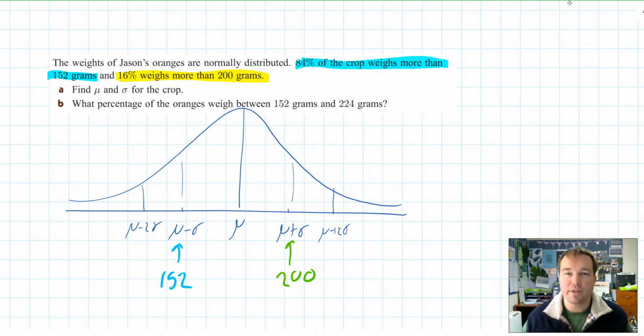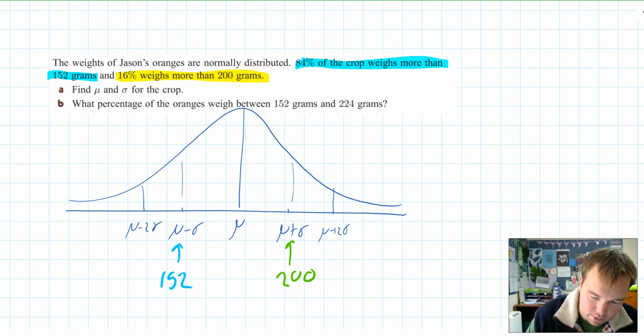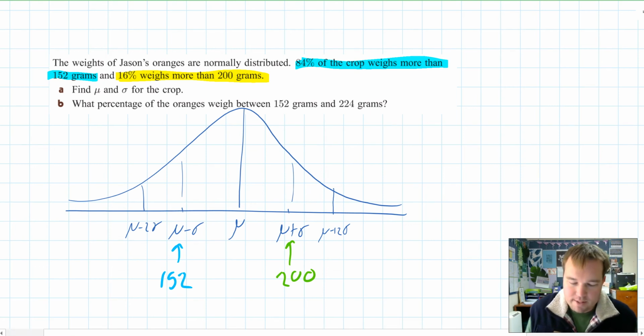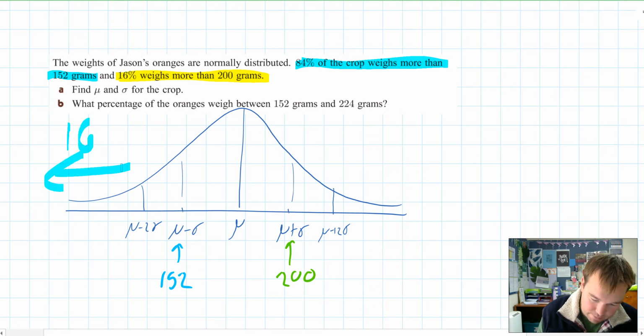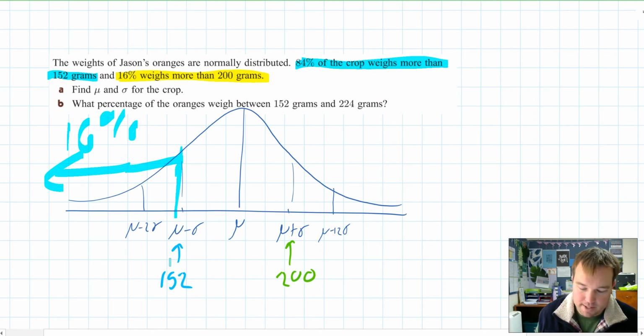Alright, hopefully with your drawing you should come up with something looking like this. 16% weighs more than 200 grams. Well, remember 16% was, if you go one standard deviation up, everything to the right of that is 16% above it. 84% of the crop weighs more than 150 grams. So if you're thinking the other side, out here is 16% from that line, one standard deviation. Therefore, 84% must be the other side. So it's basically halfway in between these two. So that's 48, add 24 on.